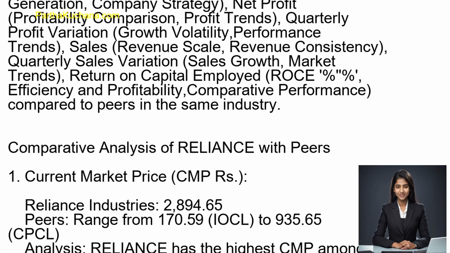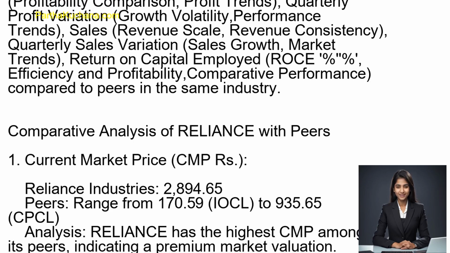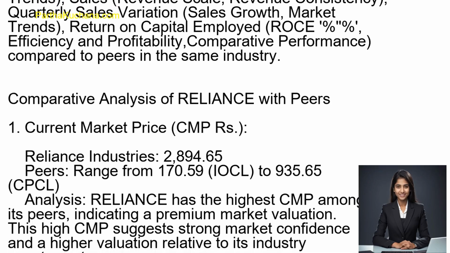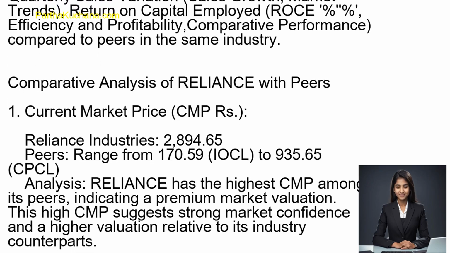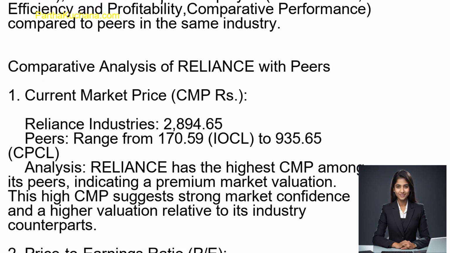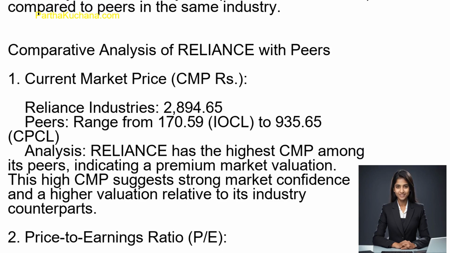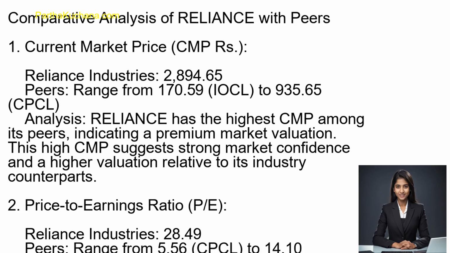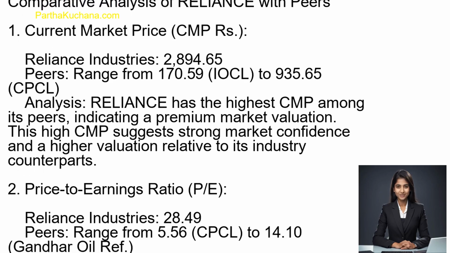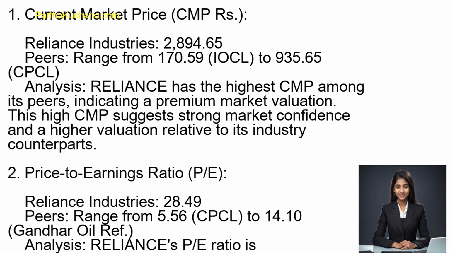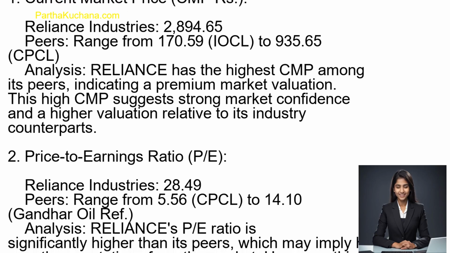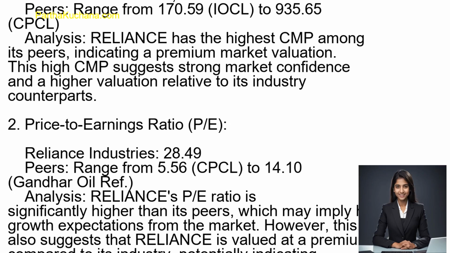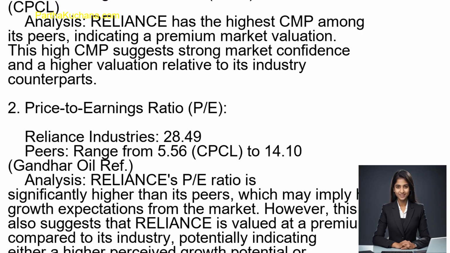Company stability and competitive positioning. In this section, focus is on current market price, price positioning, price to earnings ratio, PE, valuation comparison, growth expectations, market capitalization, size and stability, investor confidence, dividend yield, liability %. Income generation, company strategy, net profit, profitability comparison, profit trends, quarterly profit variation, growth volatility performance trends, sales, revenue scale, revenue consistency, quarterly sales variation, sales growth, market trends, return on capital employed, ROCE %, efficiency and profitability comparative performance, compared to peers in the same industry.